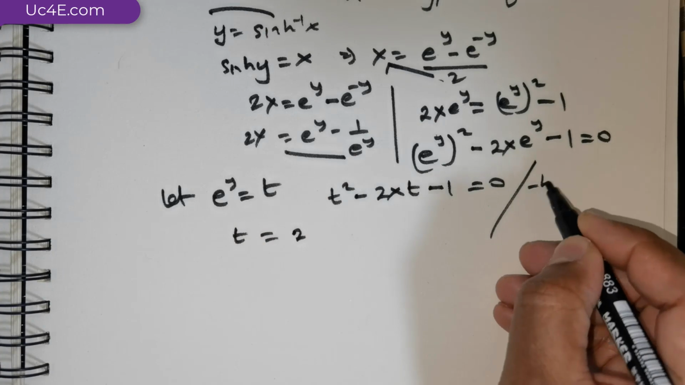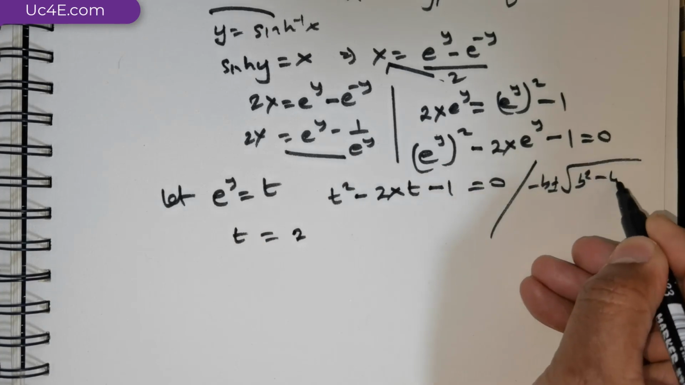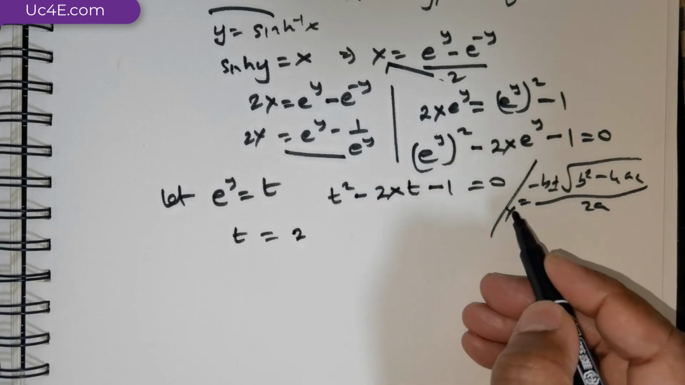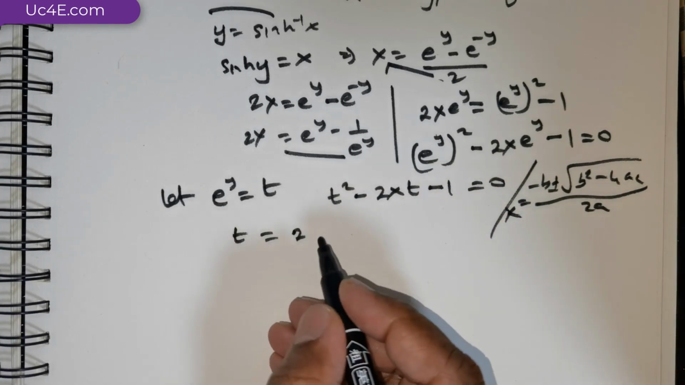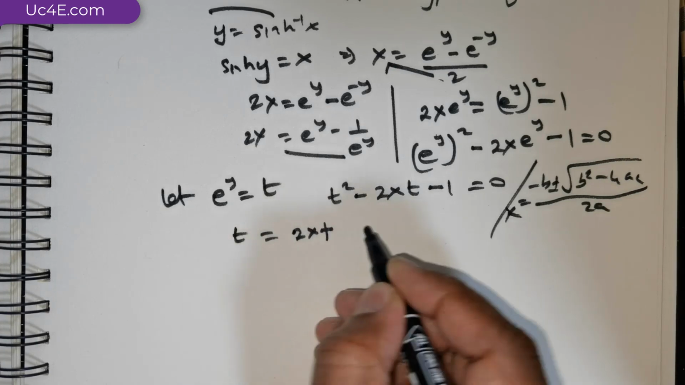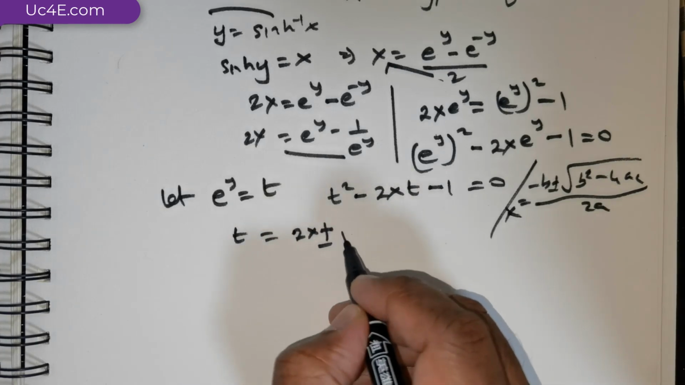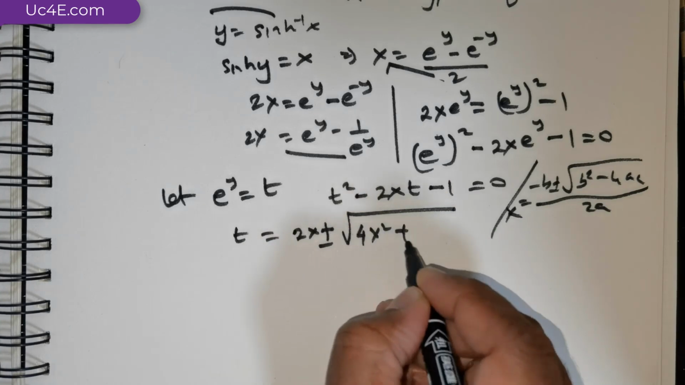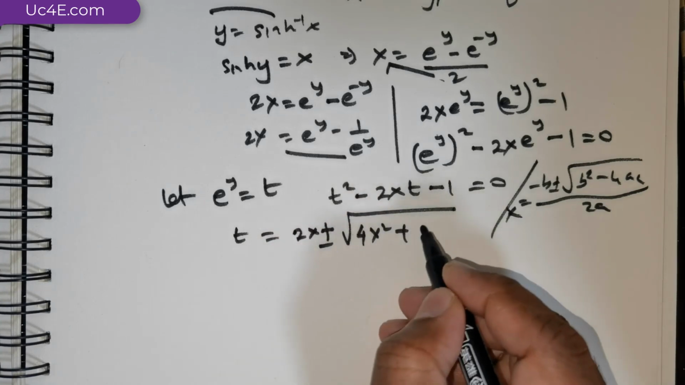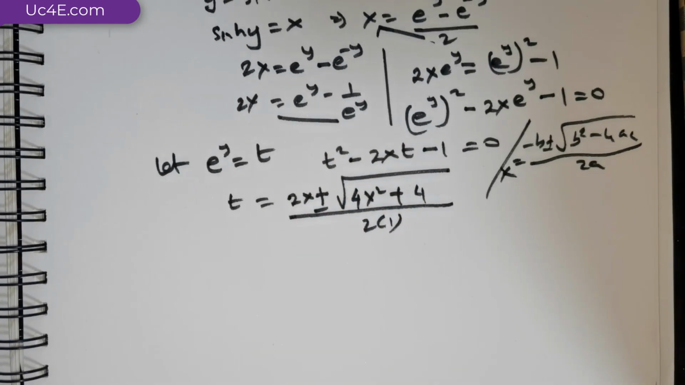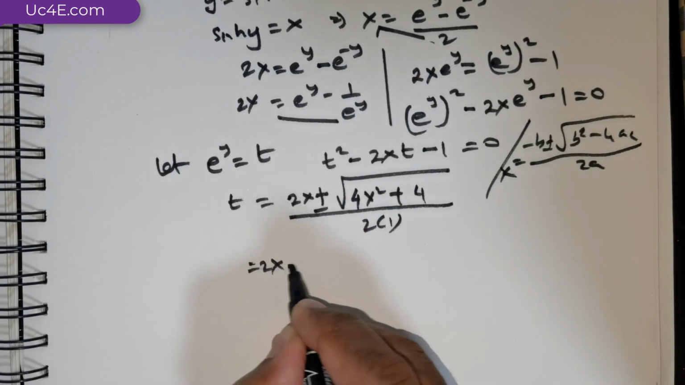The quadratic formula is negative b plus or minus root of b squared minus 4ac divided by 2a, which is given for x. So I am utilizing it for t. So this is going to give me 2x plus or minus root of b squared, that's going to be 4 times x squared plus 4, divided by 2 times 1. Now this is equal to 2 times x plus or minus.